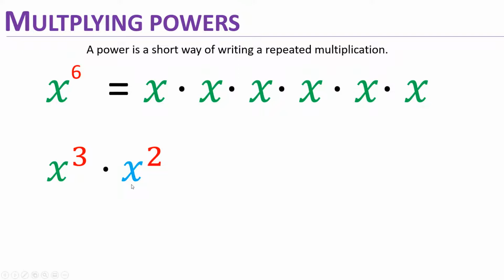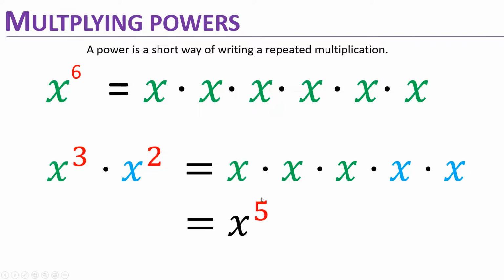We can write this out as a multiplication if we like. X cubed is the same as x times x times x, and x squared is the same as x times x. So this formula is a shorter way of writing x times x times x times x times x. But we can write this multiplication in a shorter way, as x to the power of 5. So the simplified version of this formula is x to the power of 5.